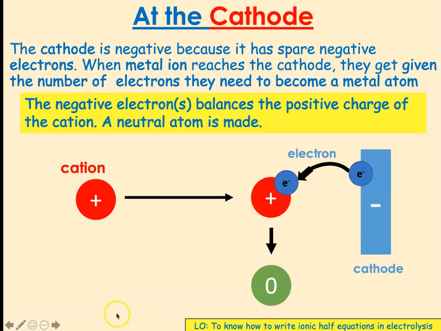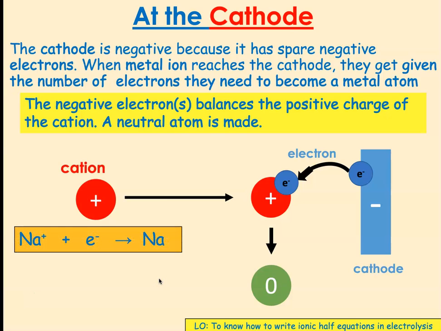Okay, so let's have a little recap of what we learnt in our molten. The cathode is negative because it has spare negative electrons. When the metal ions reach the cathode, they get given the number of electrons that they need to become a metal atom. The negative electrons balance the positive charge of the cation and a neutral atom is made.